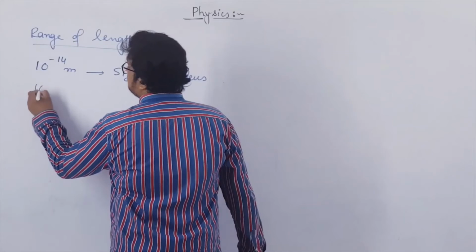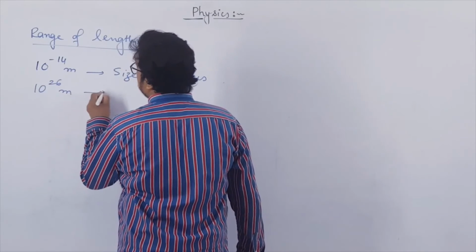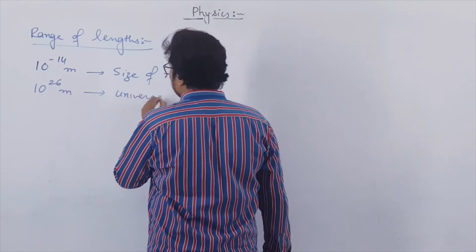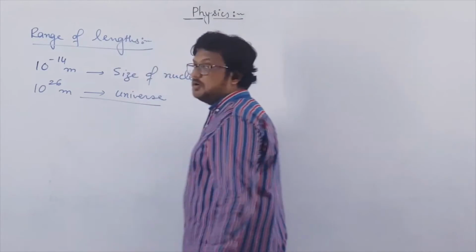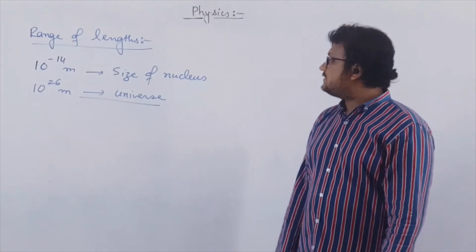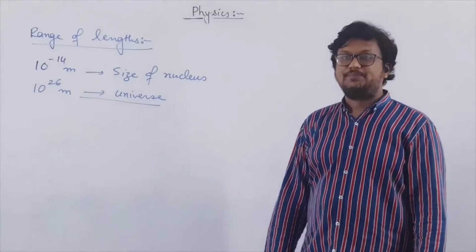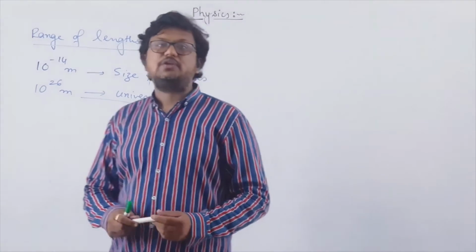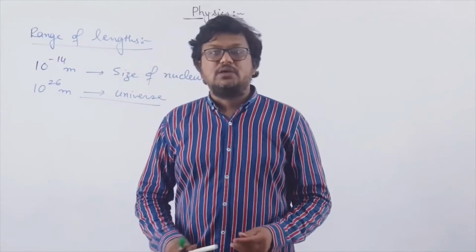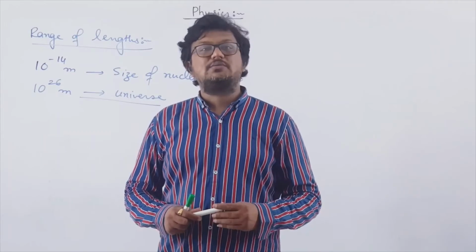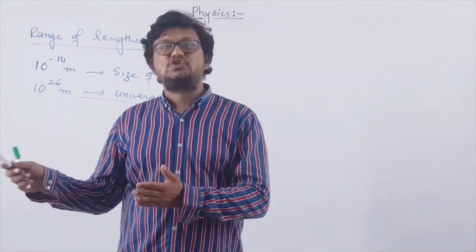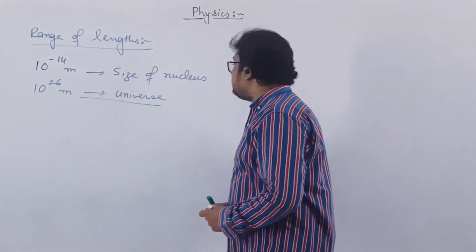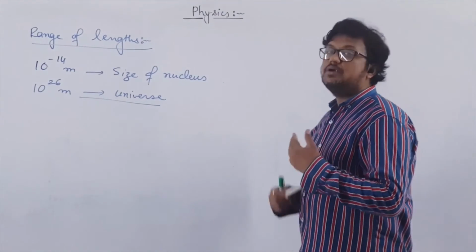And 10 raised to 26 meter, that is the universe which we can observe, the observable universe, right? So these are the distances which we have measured. While measuring distance, always using meter or kilometer is not a useful unit. So apart from the SI unit, we do have some different unit systems to measure such distances, right? In that case we can use different units depending on our calculation.